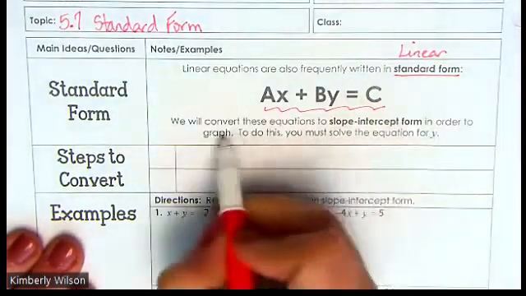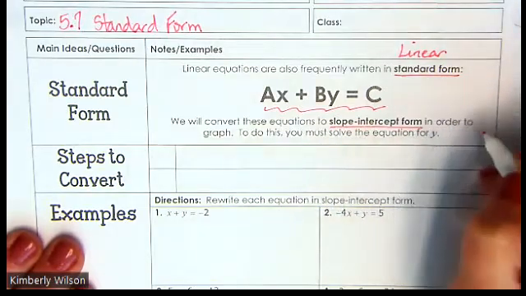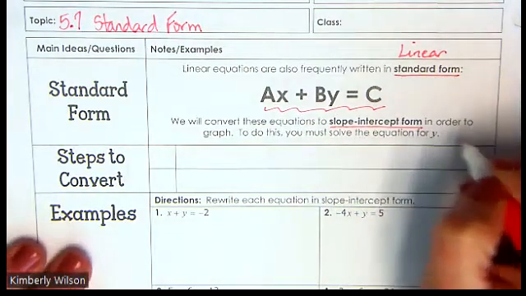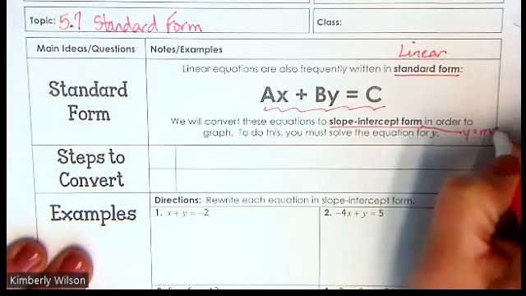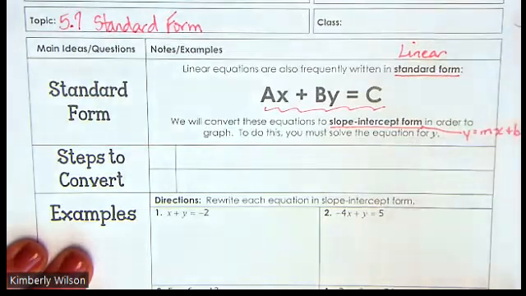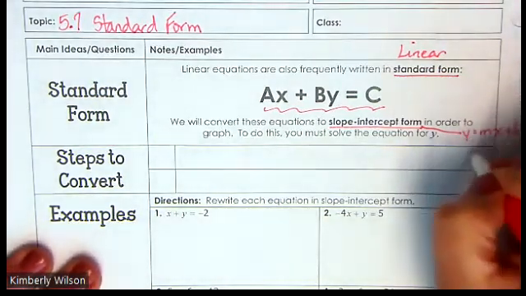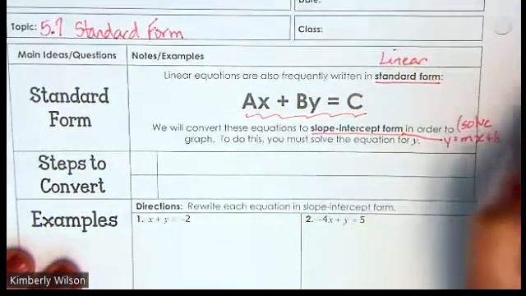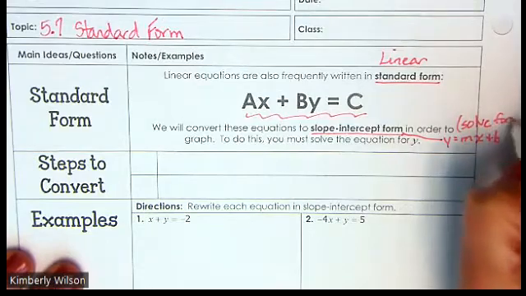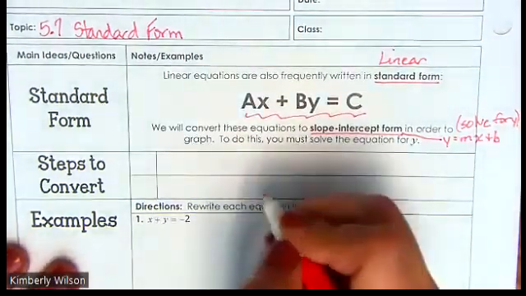Okay, we will convert these equations to slope-intercept form. And remember, slope-intercept form is y equals mx plus b. So in order to do that, you're going to solve for y. So let's talk about what that is actually going to look like.